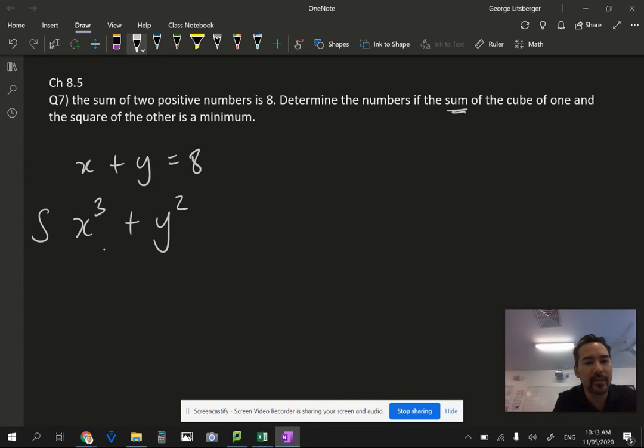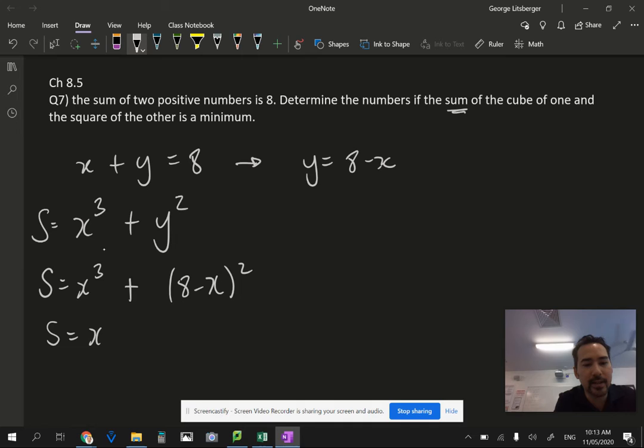All right, so my function is going to be S for the sum of them, and at some stage we're going to derive S and find its minimum. So, if x plus y is equal to 8, that means y is equal to 8 take away x, and so we have x cubed plus (8 take x) squared. Let's expand this, and we get x cubed plus 64 take away 16x plus x squared.